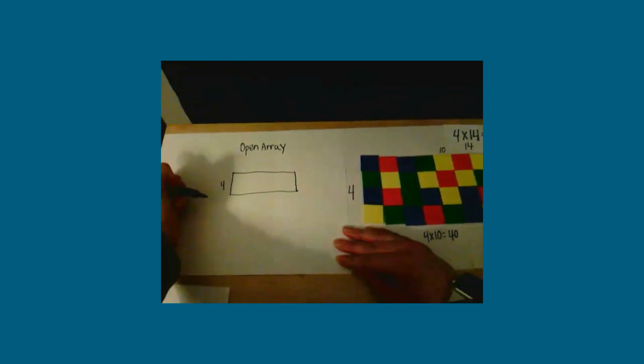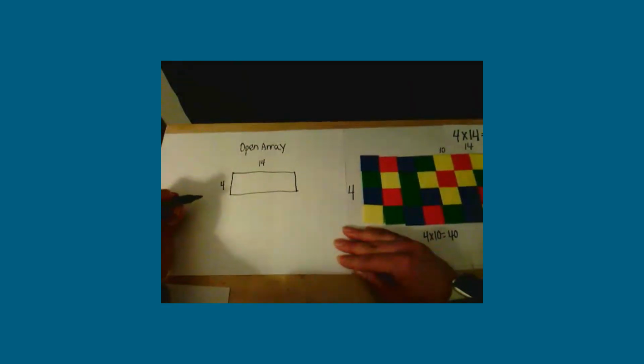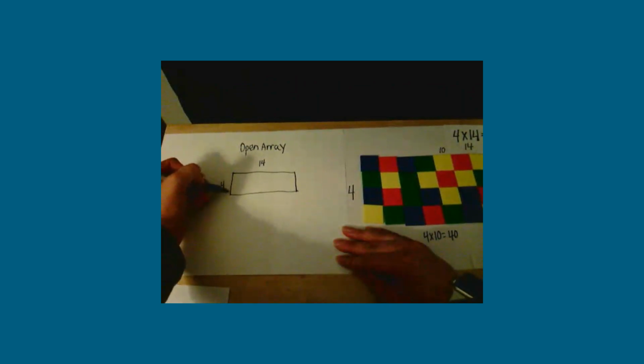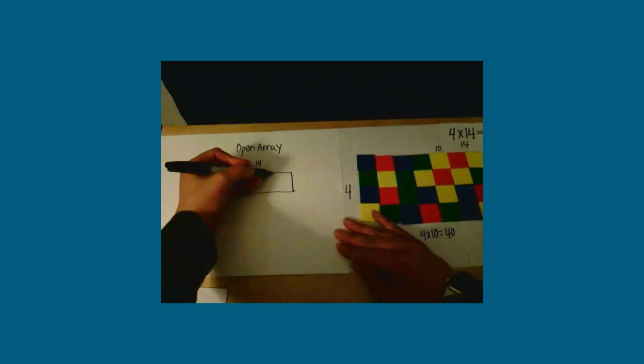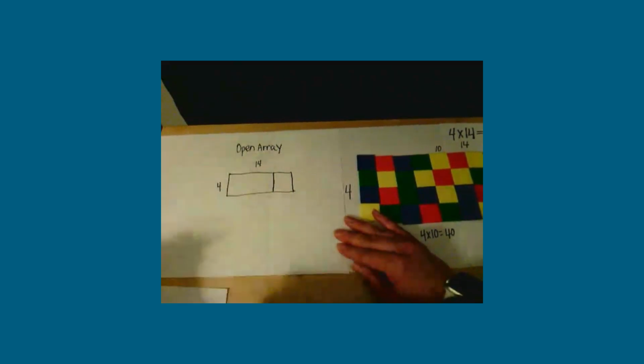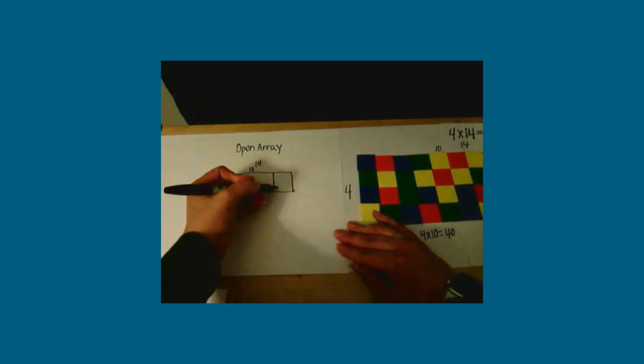So for solving 4 times 14 again, see how I drew the 4 smaller than the 14. So you want to think about drawing it to scale so that it makes sense. And then when I split my array, I can think about, well, the side with the 10 is bigger than the side with the 4.